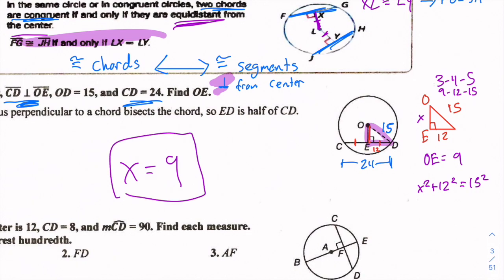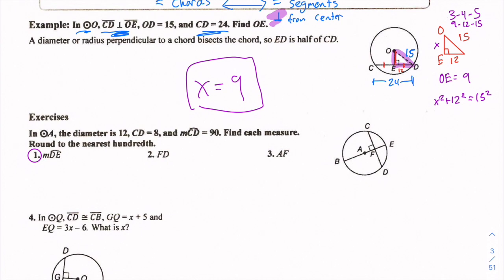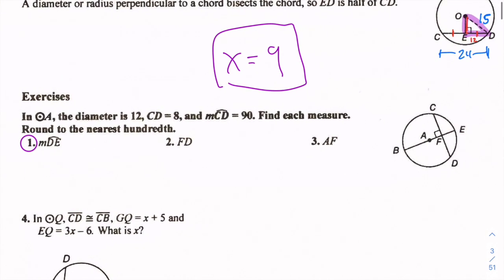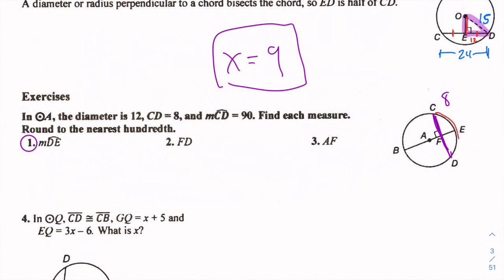Alright, some examples. I'm going to do 1. You guys are going to try 2, 3, and 4 on your own, okay? Number 1, in circle A to our right. We identify the name of a circle by the center that we label it. So circle A, the diameter is 12. CD is 8. The arc CD is 90. Where's the arc CD? This arc here is 90. Find each measure, round to the nearest hundredth.